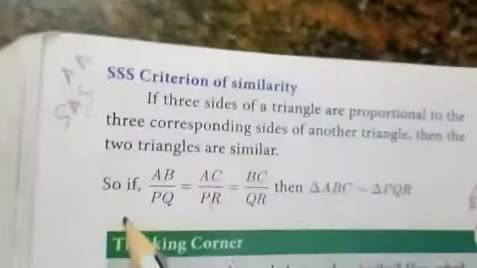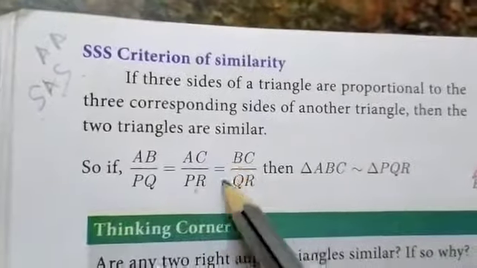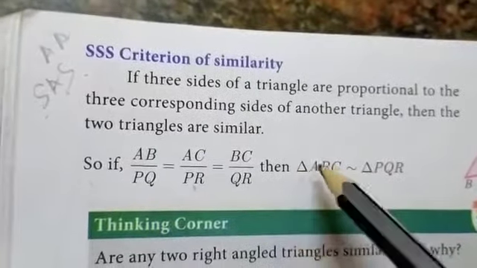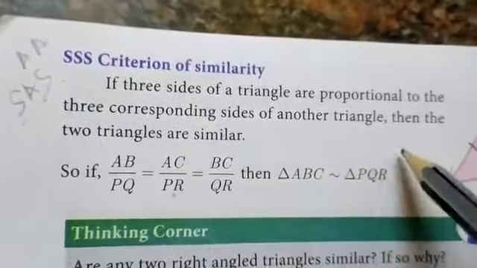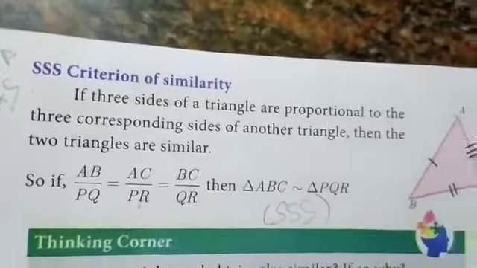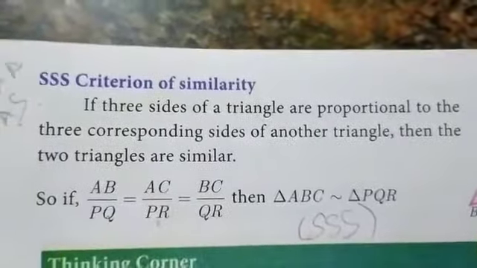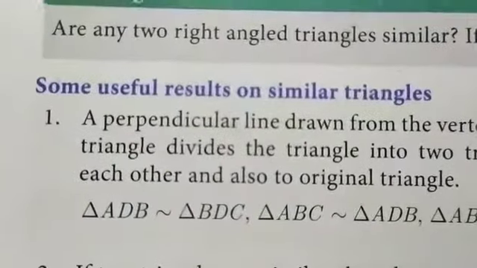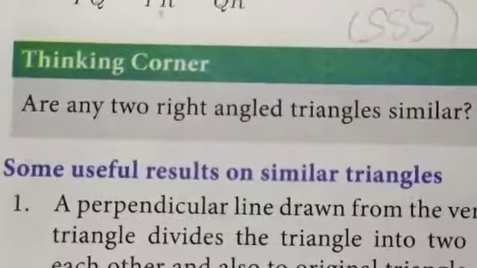Okay, so that only they wrote. If AB by PQ equal to AC by PR equal to BC by QR, then you can tell triangle ABC is similar to triangle PQR by SSS criterion of similarity. Okay, so now let us see some useful results on similarity of triangles.